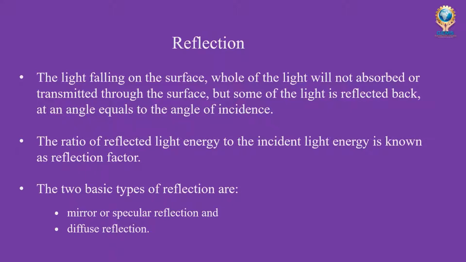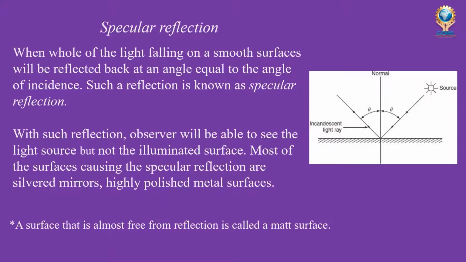There are two basic types of reflection. One is mirror or specular reflection. The second one is diffuse reflection. Specular reflection, as we see in the image, the whole of the light falling on a smooth surface will be reflected back at an angle equal to the angle of incidence. This kind of reflection is called specular reflection.